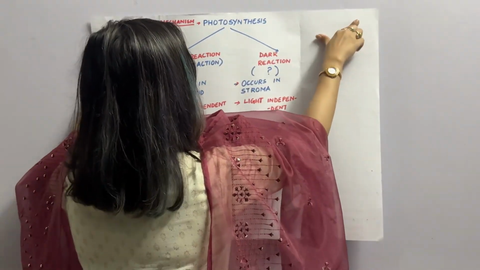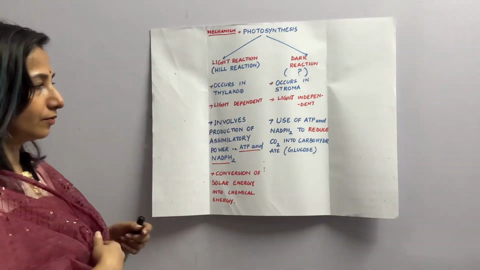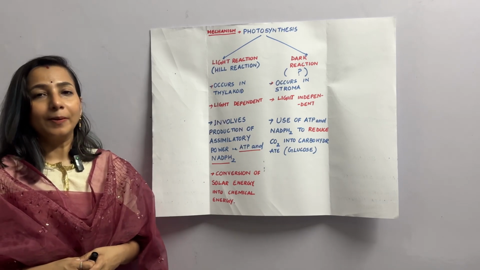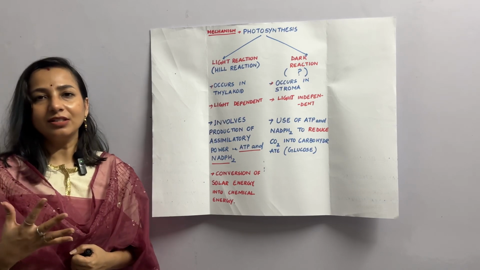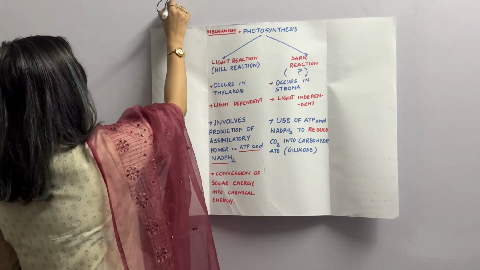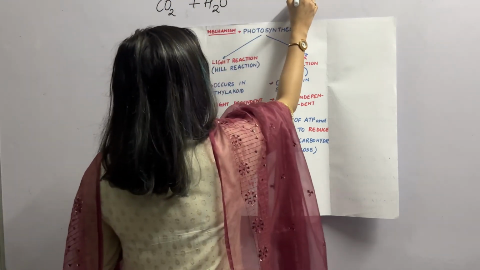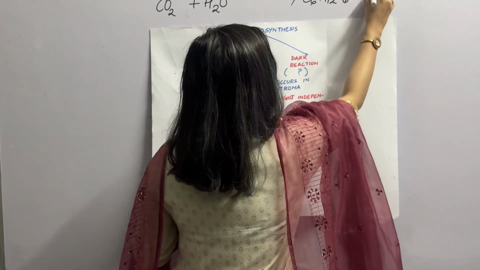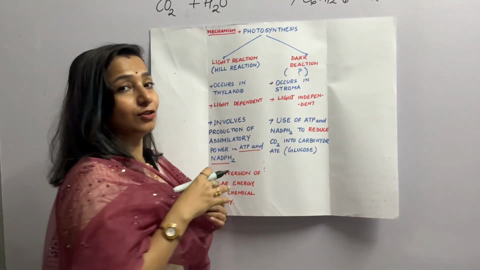Now let us come to the mechanism of photosynthesis. Now let us see the mechanism of photosynthesis. But before that, I want to tell you one very important thing. Now it is very easy for us to say, isn't it, that carbon dioxide combines with water to produce glucose plus oxygen plus water. It's very easy for us to say.